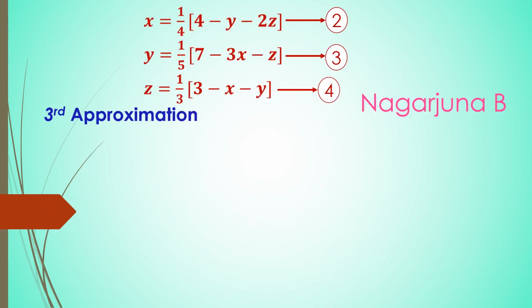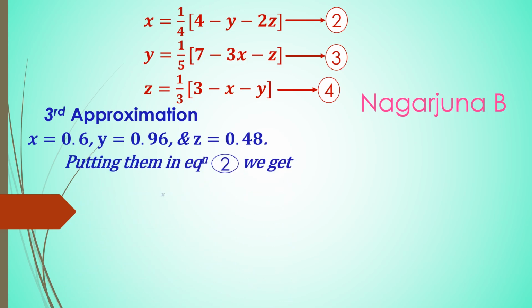In the third approximation we consider the value of x as 0.6, y is equal to 0.96 and z is equal to 0.48, which we have got in the second approximation, and putting this in equation number 2 we get x3 is equal to 1 divided by 4 into 4 minus 0.96 minus 2 into 0.48. The x value we are calculating in the third approximation by using equation number 2, and we have substituted the value of y as 0.96 and z as 0.48 on the right hand side of equation 2.